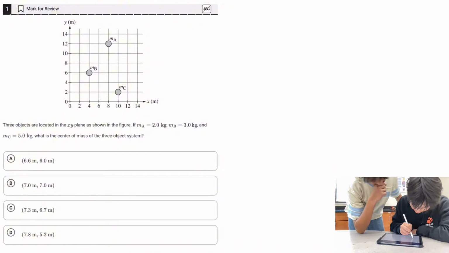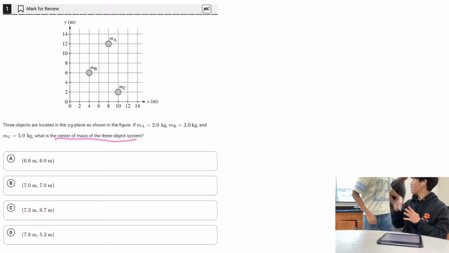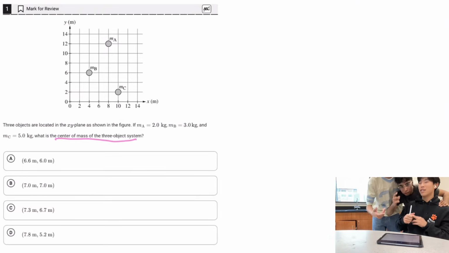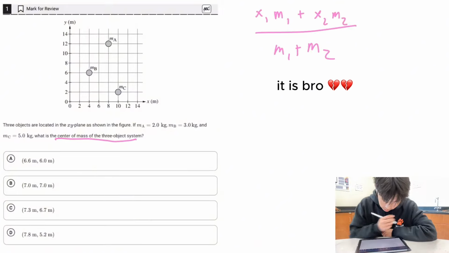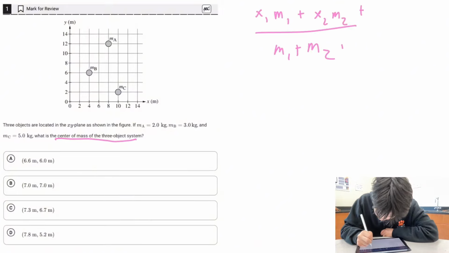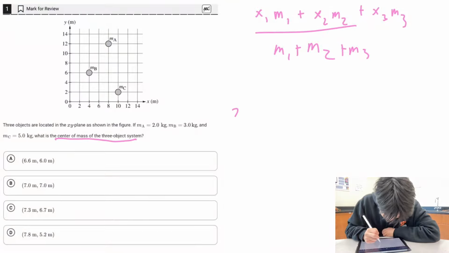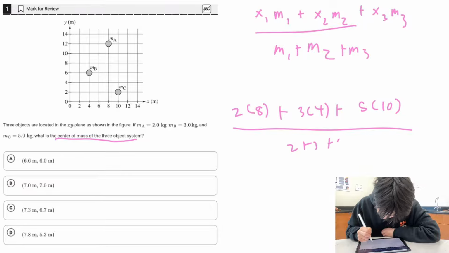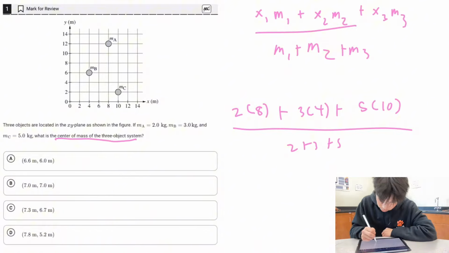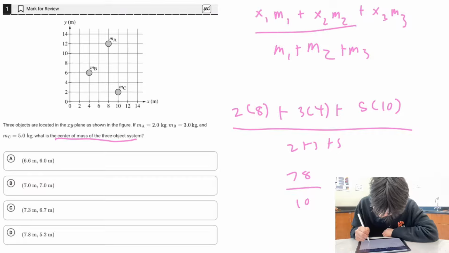It's basically asking for center of mass. Center of mass, guys. Hey, boys, what's the center of mass equation? What's the formula for center of mass? So this one has three masses here. We do 2 times 8 plus 3 times 4 plus 5 times 10 over 2 plus 3 plus 5: 16 plus 12, 28 plus 50, 78 over 10 equals 7.8.